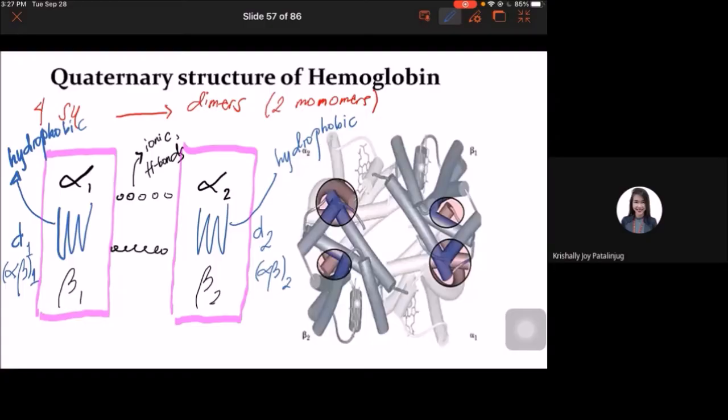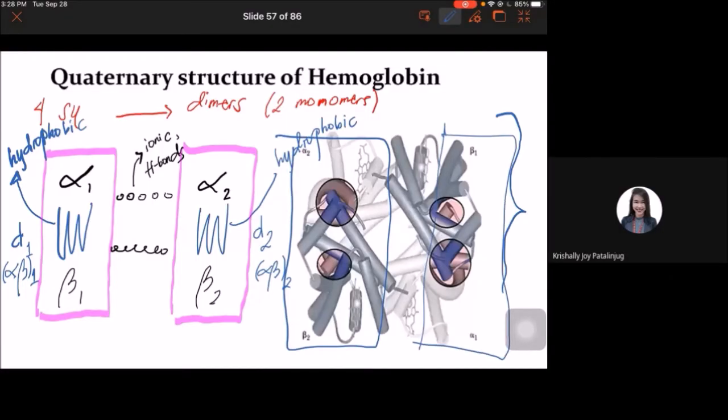So the structure on the right side is the same thing, just in a 3-dimensional representation. You have the groupings, alpha 2, beta 2. This is beta 1, alpha 1.